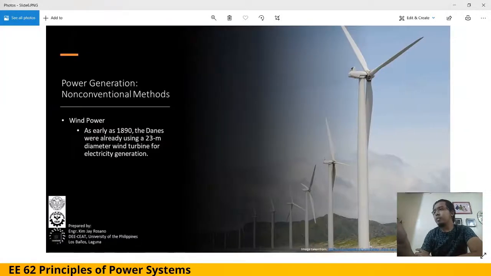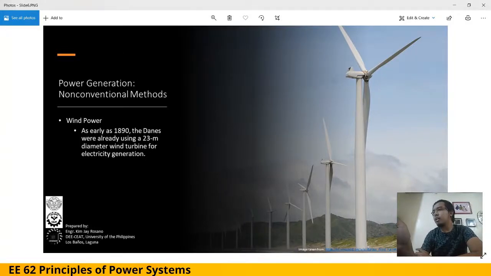Okay, so for non-conventional methods, you have wind power. It's also a turbine driven generator, but it's harnessing wind. So it dates back as early as 1890. So ganun na katanda yung ating wind power technology. And the Danes were already using 23 meters. So malaki talaga siya, but I think recent technologies have developed smaller wind turbines. Actually, we now have horizontal axis and vertical axis wind turbines.